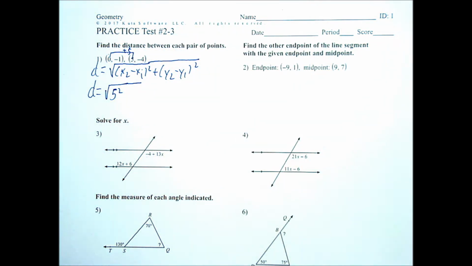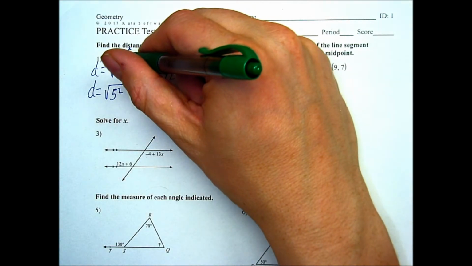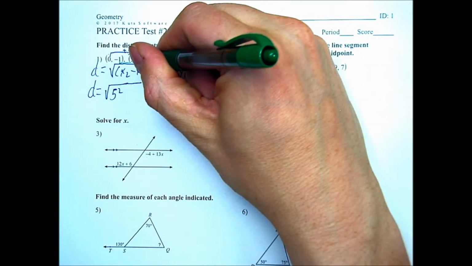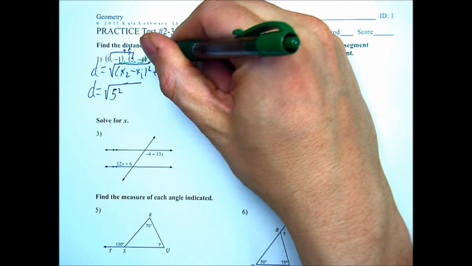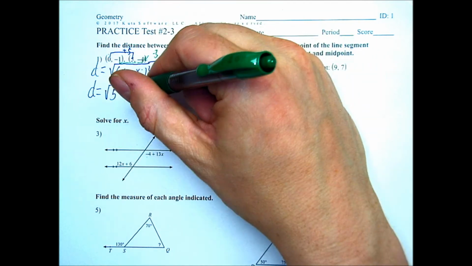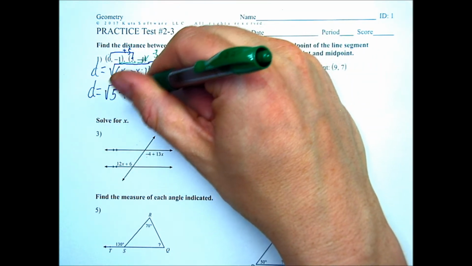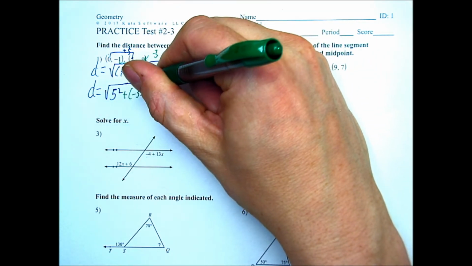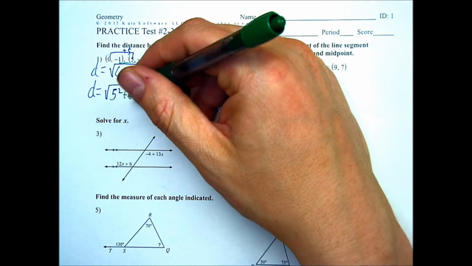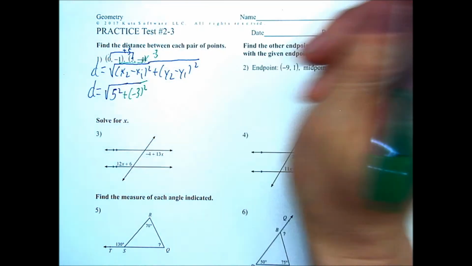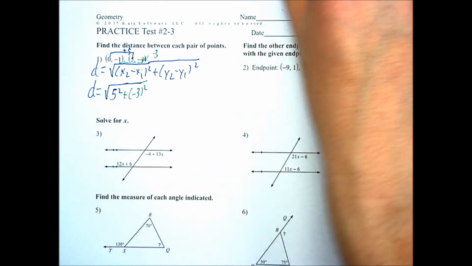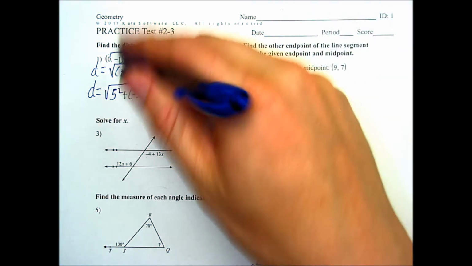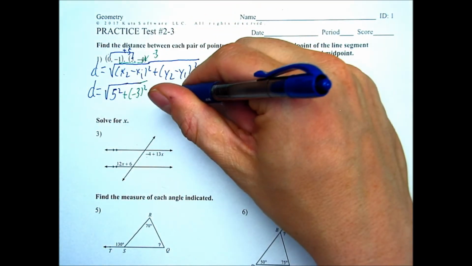The length in the y's is decreasing by 3 units. So this will be plus a -3 squared. When we square a negative, it becomes a positive. So again, the length here from -1 to -4 is 3 apart. We have a length here of 25 plus 9, or the square root of 34.